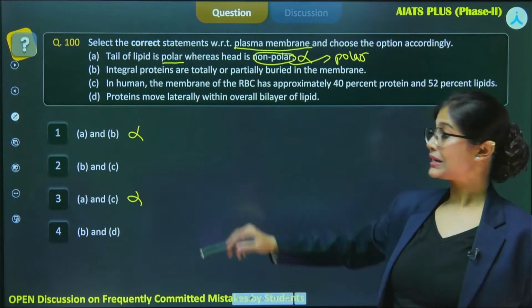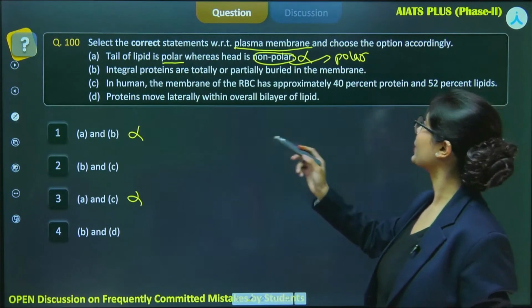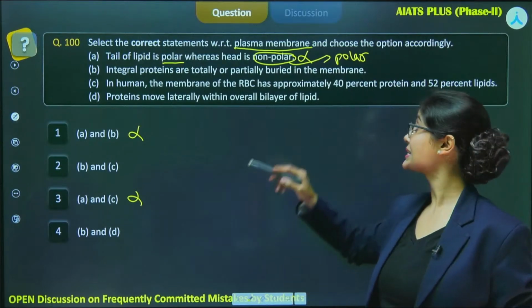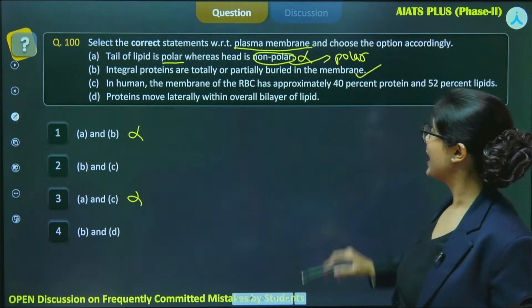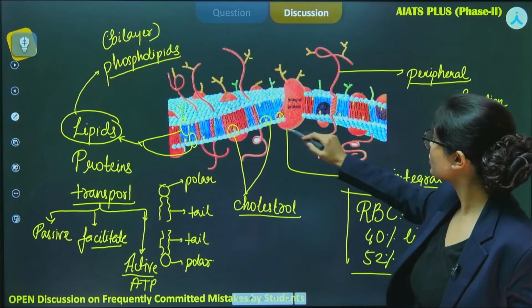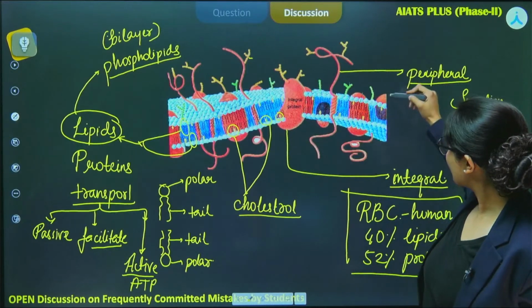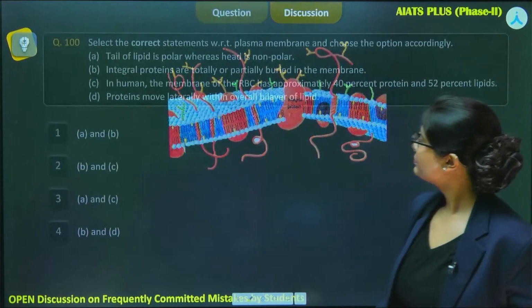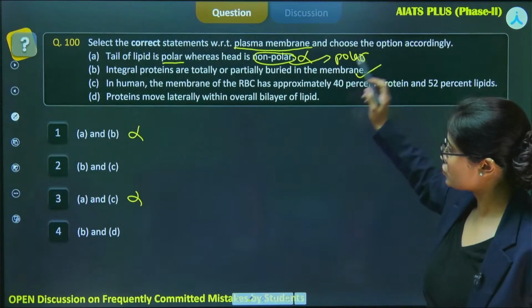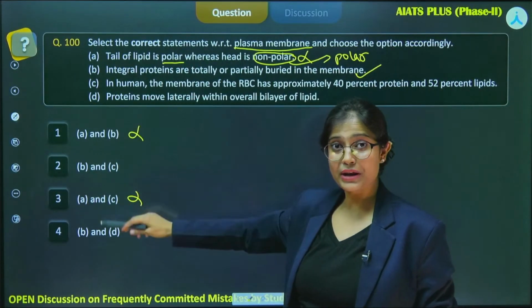Now let's move ahead with the next statement, which says integral proteins are totally or partially buried in the membrane. So yes, it is absolutely true. As you have seen, these big structures are integral proteins, which are completely buried, or some of them are partially buried. Okay, so this statement is true. So here we have to choose the options which contain B. So 2 and 4 are still there.